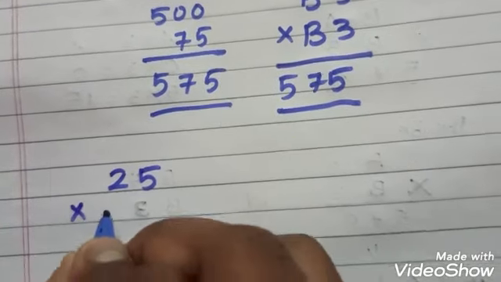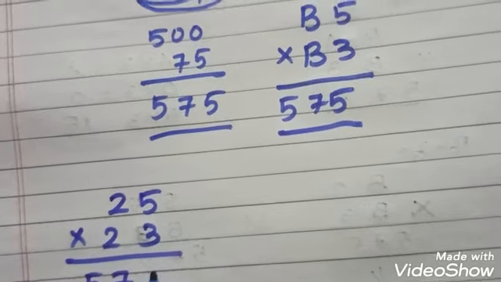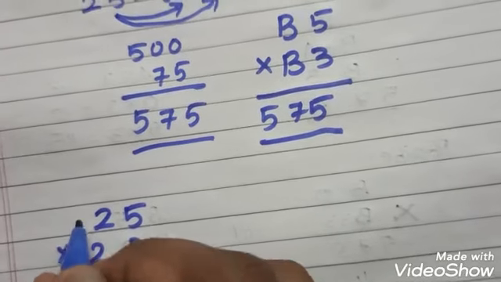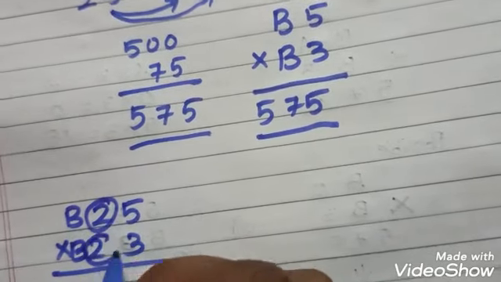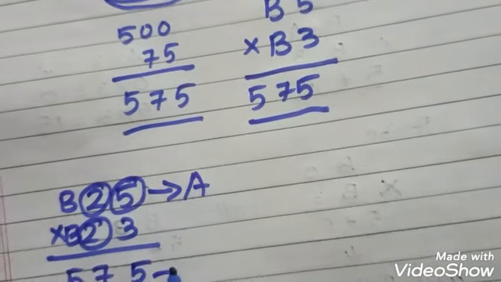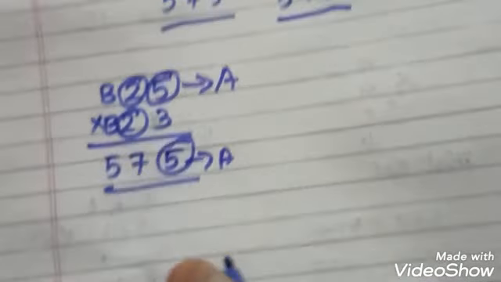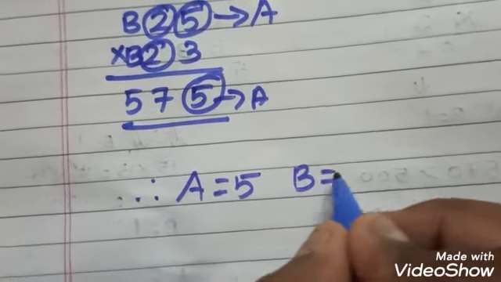25 into 23, you get 575. In the question, the replacement of B is 2 and the replacement of A is 5. So you know that therefore A equal to 5, B equal to 2.